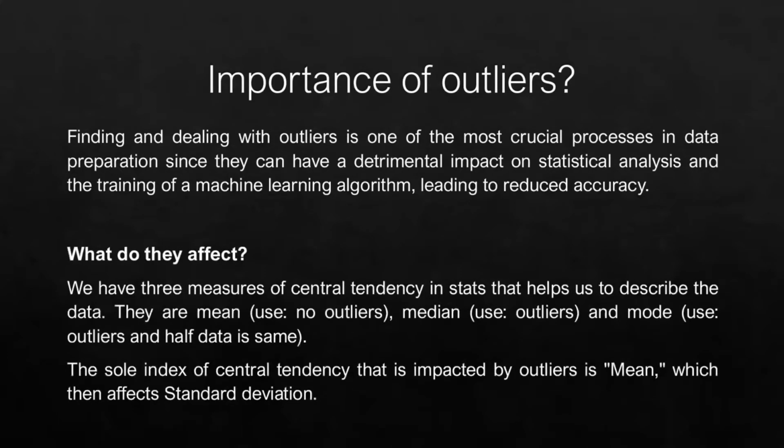And what do they affect? We have three measures of central tendency in stats that help us to describe the data. They are mean, which we use when we don't have outliers; median, which we use when we have the presence of outliers; and mode, which we use when we have the presence of outliers and half of the data points are the same as outliers. The sole index of central tendency that is impacted by outliers is mean, which then affects the standard deviation.